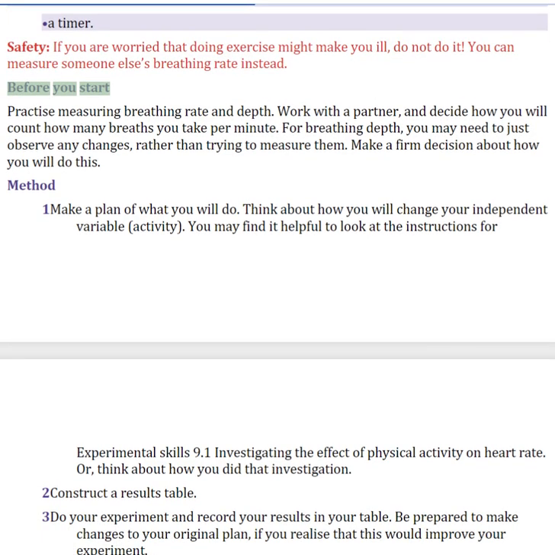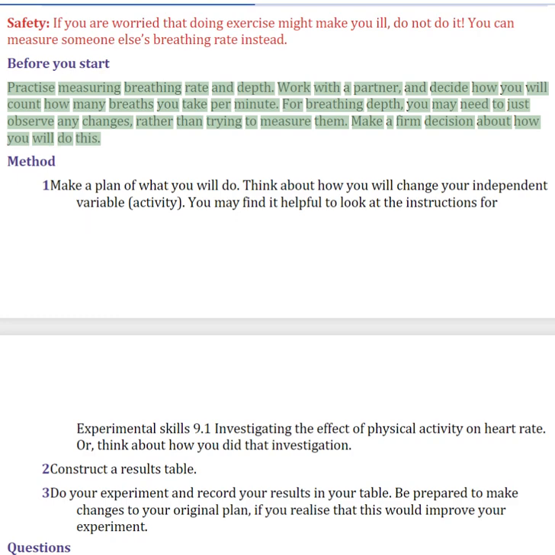Before you start, practice measuring breathing rate and depth. Work with a partner, and decide how you will count how many breaths you take per minute. For breathing depth, you may need to just observe any changes, rather than trying to measure them. Make a firm decision about how you will do this.